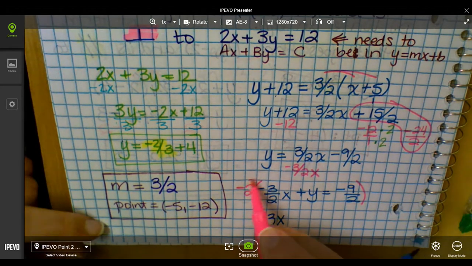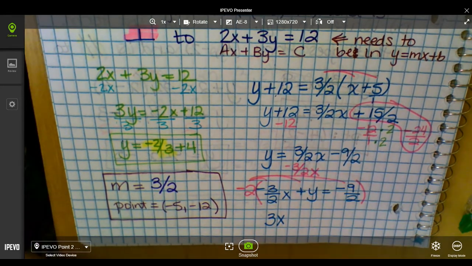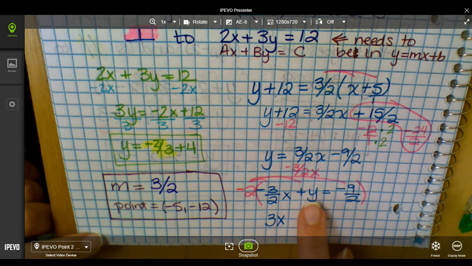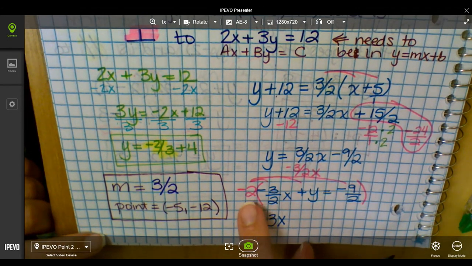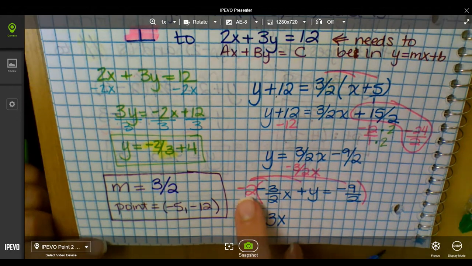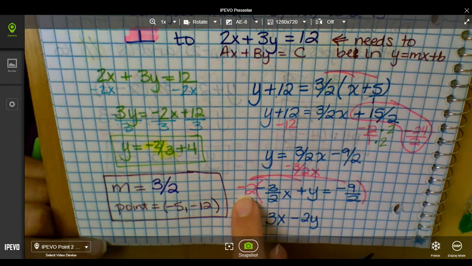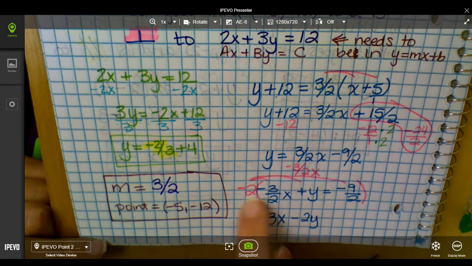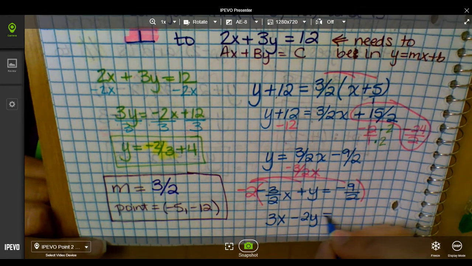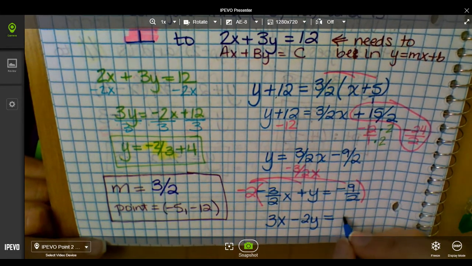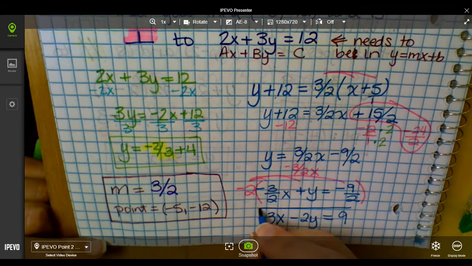Then make sure you are distributing to every single thing. A lot of you guys, for these ones, you always forget about this little y in the middle. Make sure you're distributing to everything. Negative 2 times y is just negative 2y. Negative 2 times negative 9/2. Negative times a negative is a positive. The 2's are just going to cancel out, so it's just going to be positive 9.